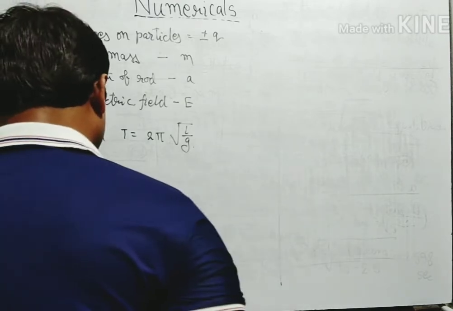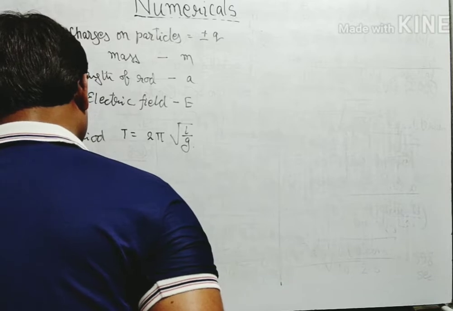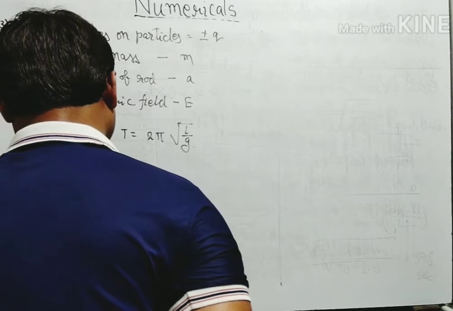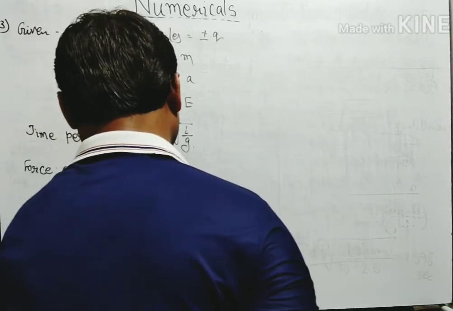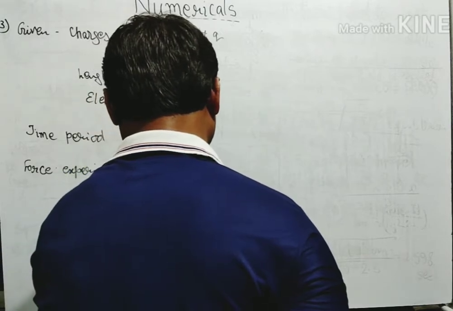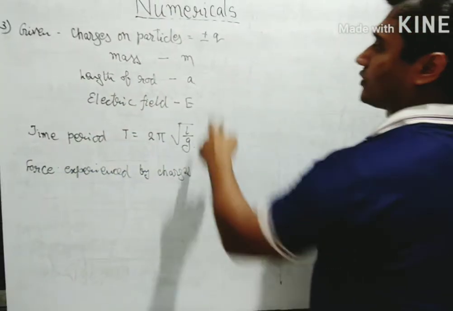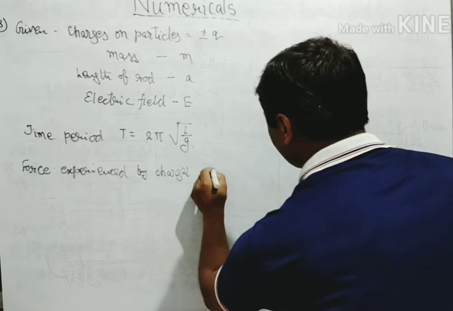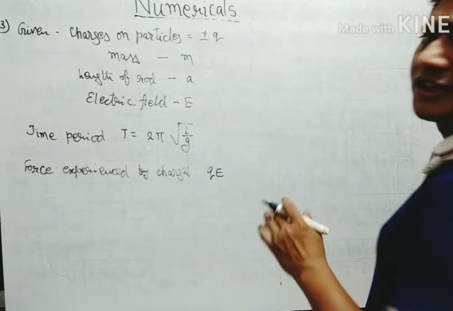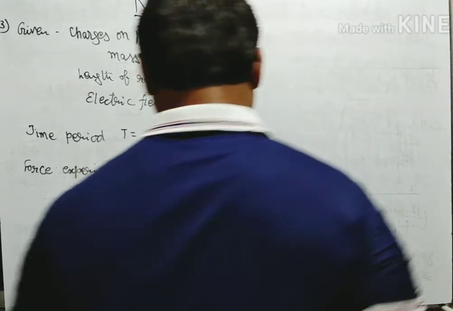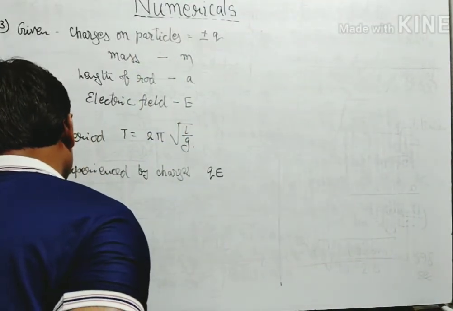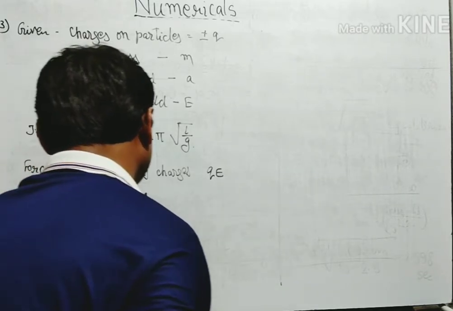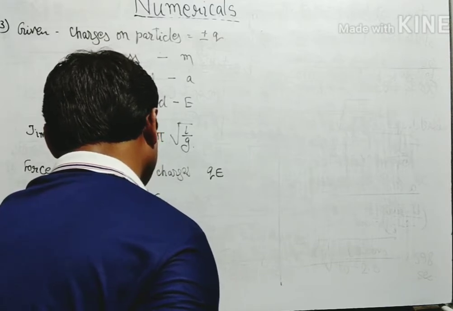Now the force experienced by charges. So what will be the force when this dipole is placed in a uniform electric field? That force will be plus minus qE. So we simply write down the magnitude as qE. Now acceleration is equal to force upon mass, so qE upon m simply.